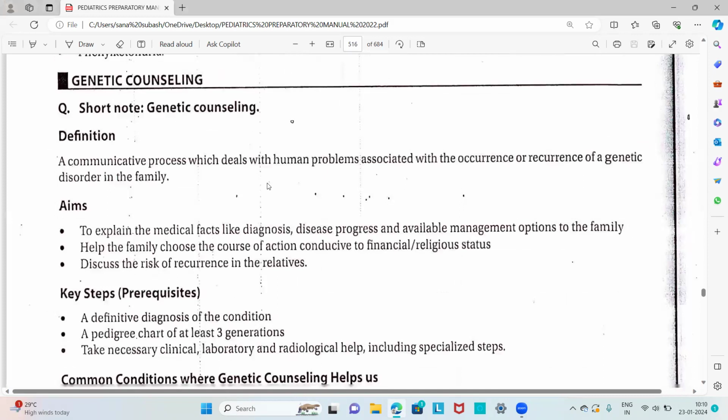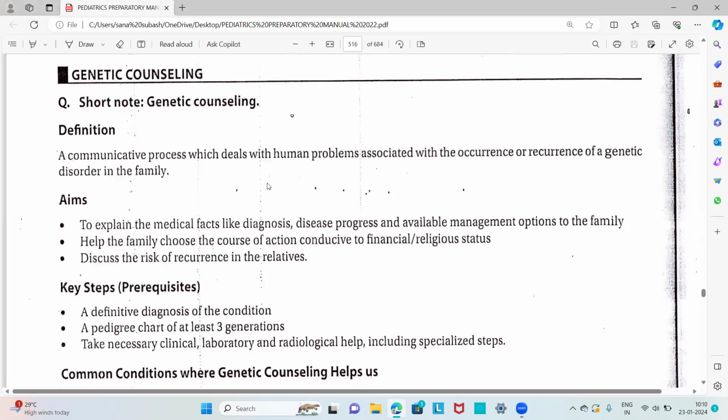So the genetic counseling, first of all, we have to write the definition of the genetic counseling. It is a communicative process. Counseling means a communicative process. So the genetic counseling is a communicative process which deals with the human problems associated with the occurrence or recurrence of the genetic disorders in the family.